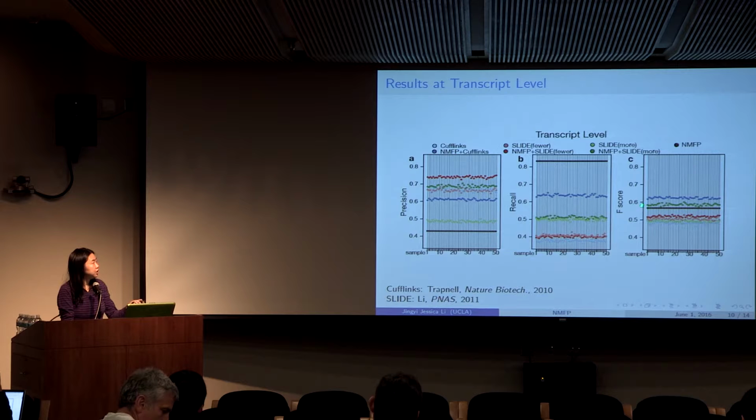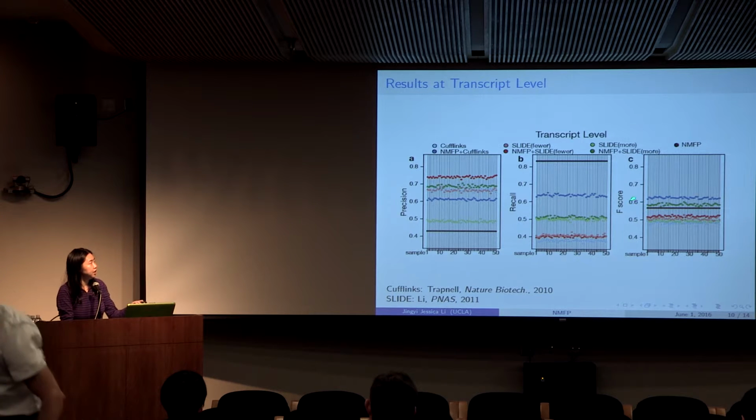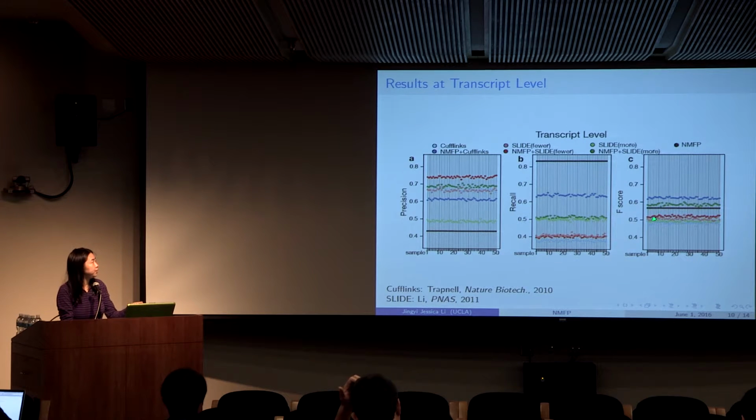And their average F-score: this is the native Cufflinks, and this is our NMFP plus Cufflinks. So it's increased by more than 10% in terms of F-score. We think this is a very good result.